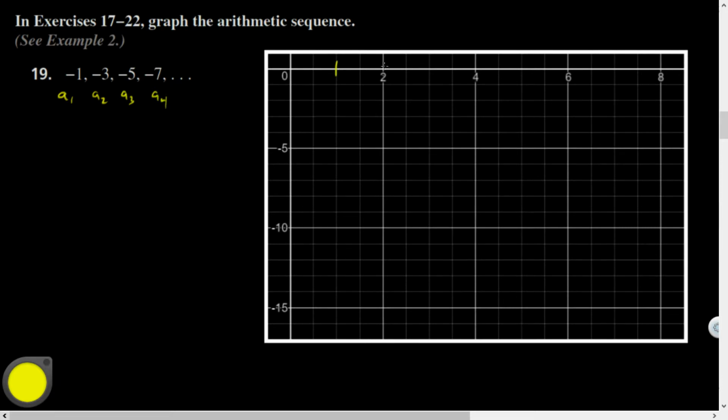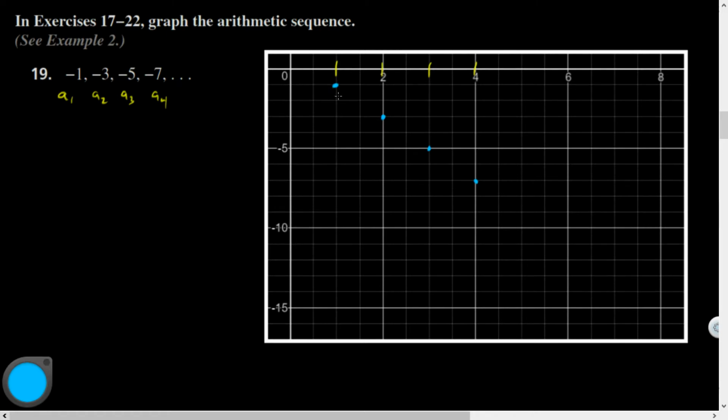If I use my x-axis to reference the term number, so term 1, term 2, term 3, term 4, and so on, I could then plot the value of that term as my y coordinate. So at 1, I have -1 here. Notice my scale, I changed it, perhaps different than yours. At 2, I have -3. At 3, I have -5. And at 4, I have -7.